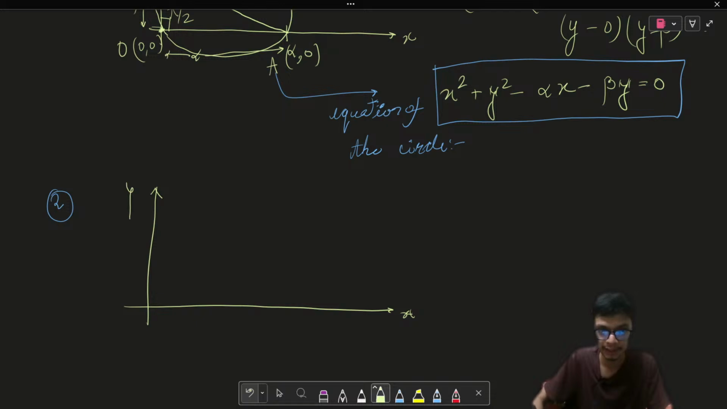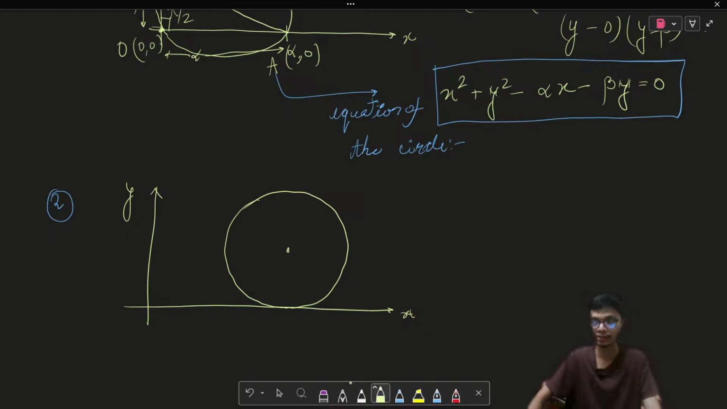Right? So if your x-axis is a tangent to the circle, let me draw it properly. So this is how it will look like. If your x-axis is a tangent to the circle, then let us consider the center as alpha comma beta. What I can see is that the radius will be equal to beta. The radius of the circle will be equal to beta because it is touching the x-axis. It is not intersecting, it will be better called as touching the x-axis, right?